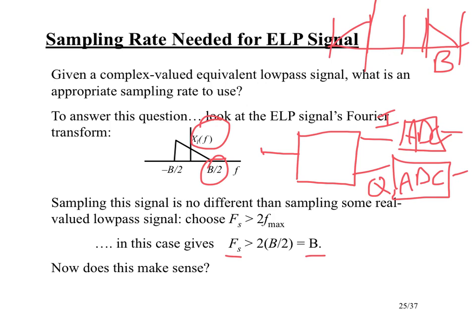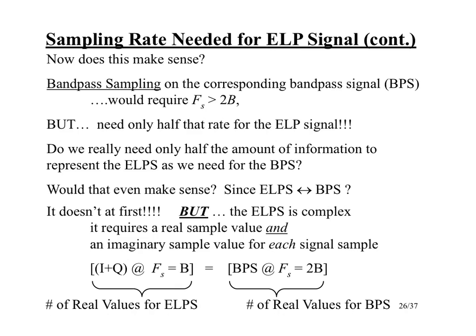Seems like we're getting something for fewer samples than we really should. The reality, here's just a reference to something we'll talk about in the next set of notes, called bandpass sampling, where we'll see that we should do bandpass sampling at a rate bigger than 2B. And here we're saying that we can sample the equivalent low-pass signal at just a rate bigger than B. But here's the issue.